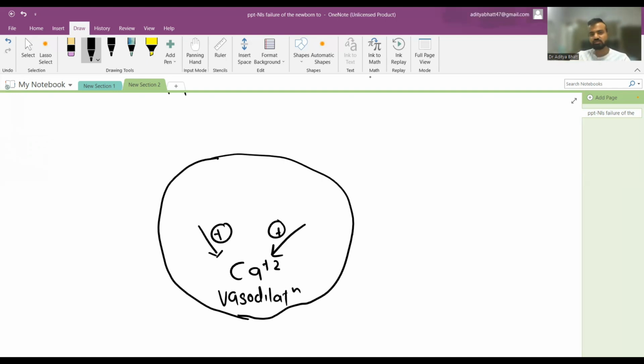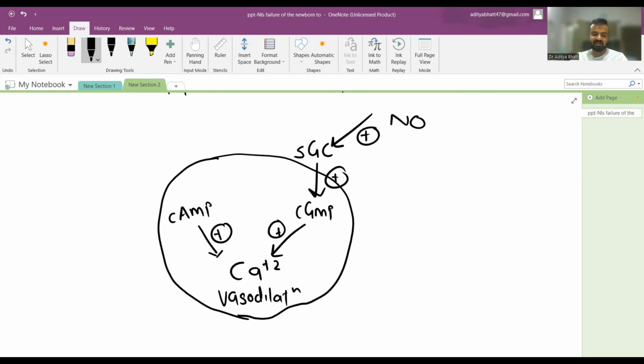So again, as we talked before, there are two things that can stimulate the calcium. One is the cyclic AMP pathway and second is the cyclic GMP pathway. This is very, very important. Now the cyclic GMP is formed by the soluble guanylate cyclase enzyme that we talked about, which is stimulated by nitric oxide.